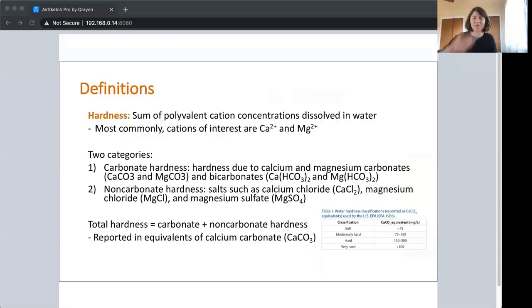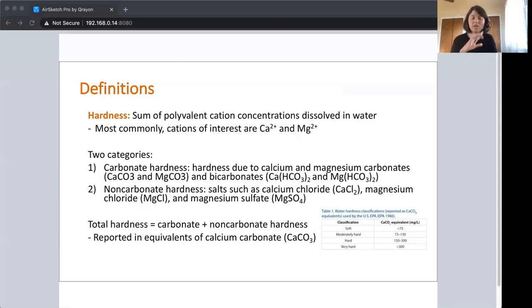Okay, so let's go to definitions. I started first with giving you some examples of the problems, but we need to define this because it does get a little confusing. Again, there's some overlap in terminology, where hardness, by definition, is the sum of polyvalent cations, meaning the calcium has 2+ instead of a single individual plus. So multiple positive signs here with calcium 2+, magnesium 2+, the sum of these cations in water. There are other cations involved, but these are usually the ones of interest and of the highest concentration.